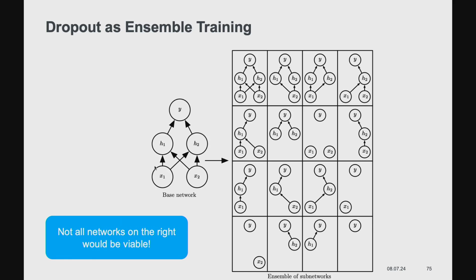So here, dropout is ensemble training. Let's assume we have this very tiny network, and now you apply dropout. And when you apply dropout, you end up with these possibilities. Not all of them are valid networks. I mean, here you do a prediction, but you don't have an input. Here you have an input, but there's no connection to the output. So obviously not all of them are reasonable networks, but you can focus on the ones that are reasonable.